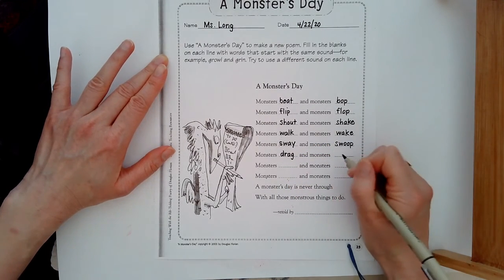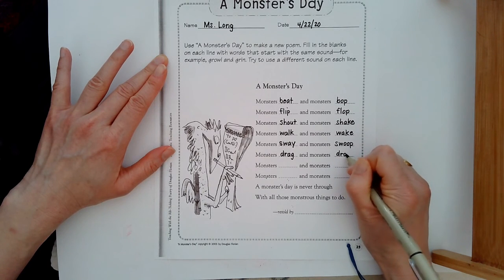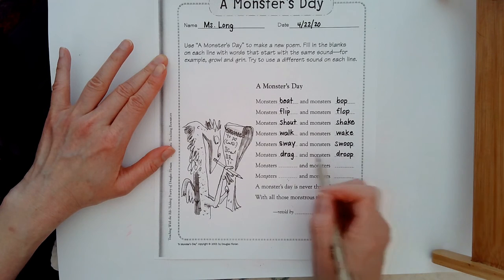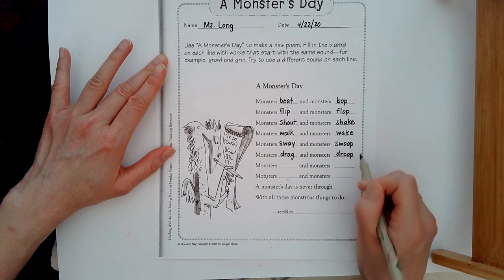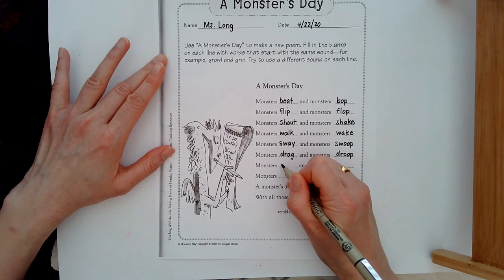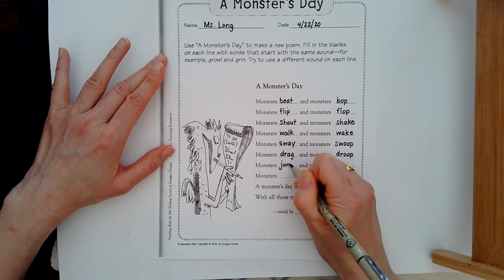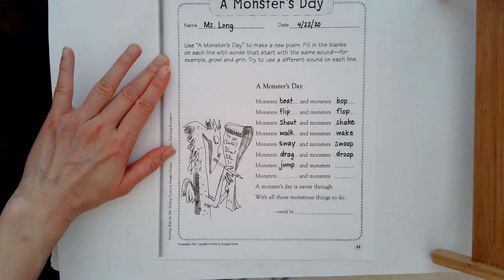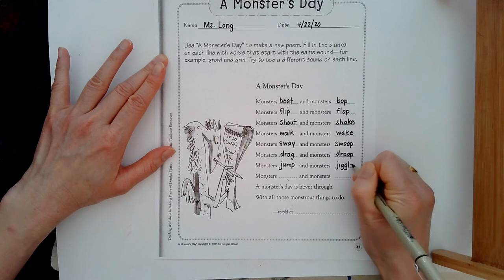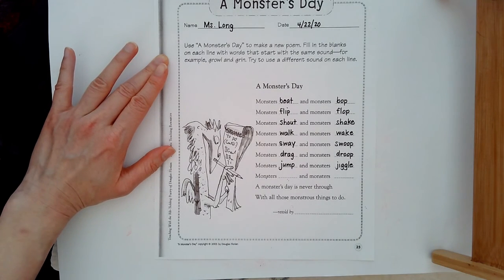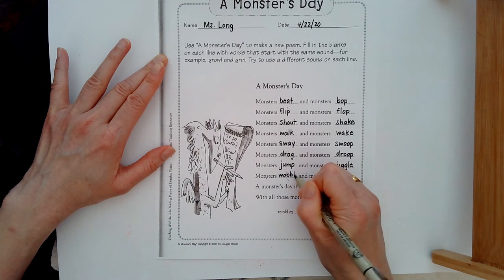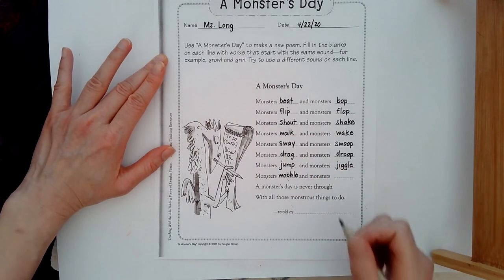Monsters jump. That's another thing I want them to do in my poem. And monsters jiggle. Then my last two verbs are going to be monsters wobble. So I have to have another verb with the W sound. Wiggle. All right. Now I have my alliteration and I have my rhymes. A monster's day is never through, with all those monstrous things to do. Retold by Miss Long.